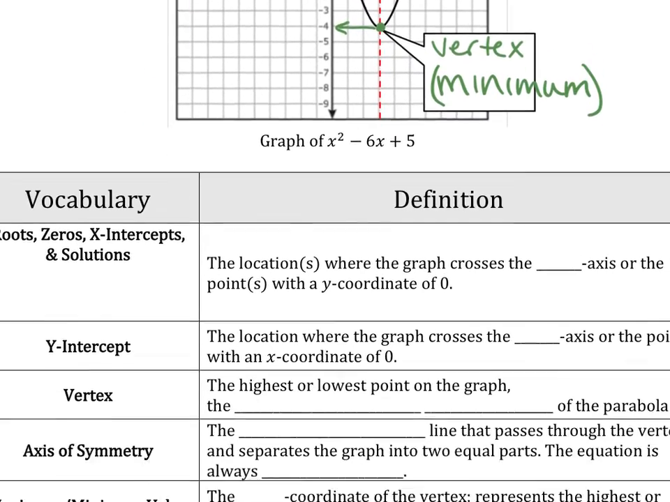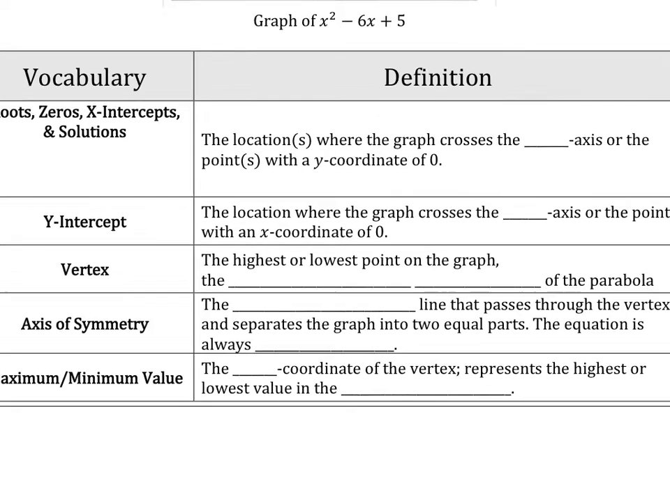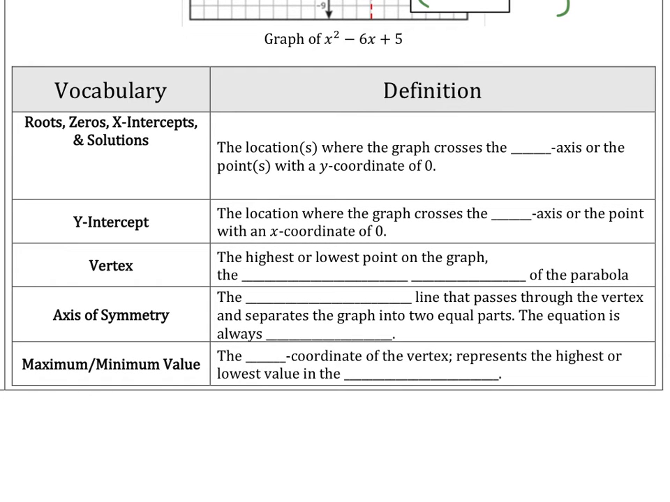You have all the words here in this little chart. You have the roots, the zeros, the x-intercepts, and the solutions. That's called the ROCKS words. I will probably ask you at the door next time to tell me what ROCKS stands for. So let's remember: roots, zeros, x-intercepts, and solutions. This is the location where the graph crosses the x-axis, or the points that are partnered with a y-coordinate of 0. Then you have your y-intercept. It's the location where the graph crosses the y-axis.